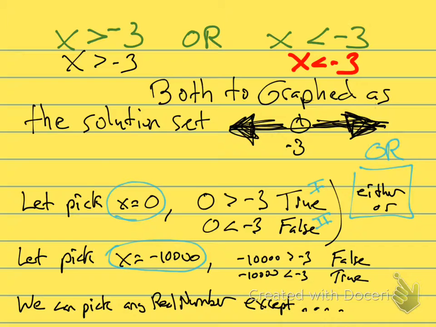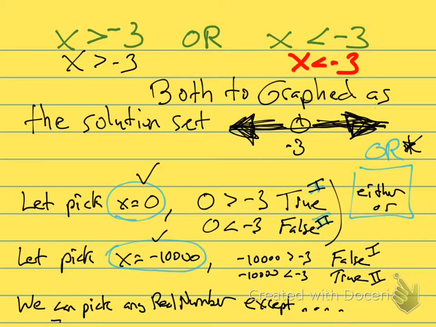To give you a concrete example, if we were to pick x equals 0, obviously 0 is greater than -3, and this value for x is true in my first inequality. But it's okay that it's not true in the second, because we have an or word in our compound inequality. Using x is -10,000, you can see that it's false in my first inequality and true in my second, which is fine also, because as long as it works for one, we're okay. We still have found a solution to the set.